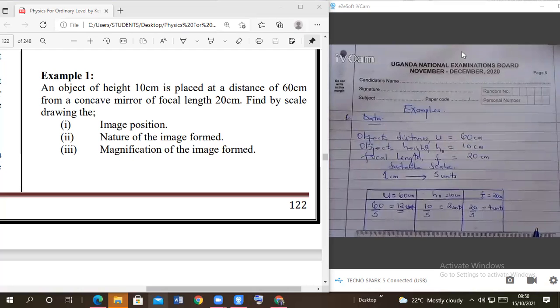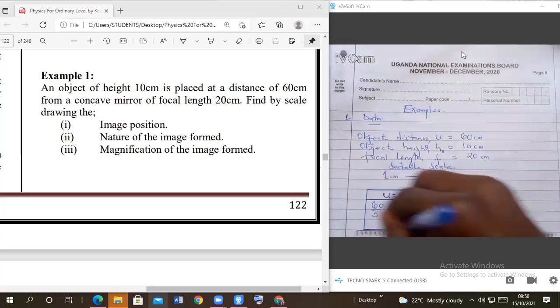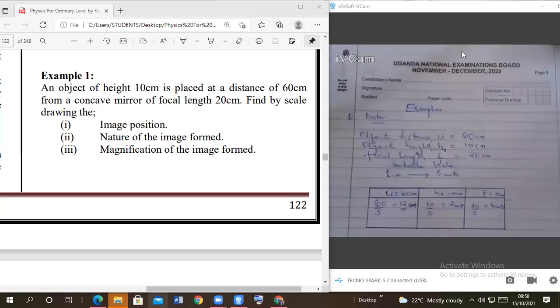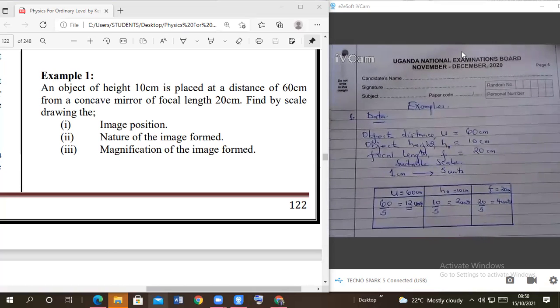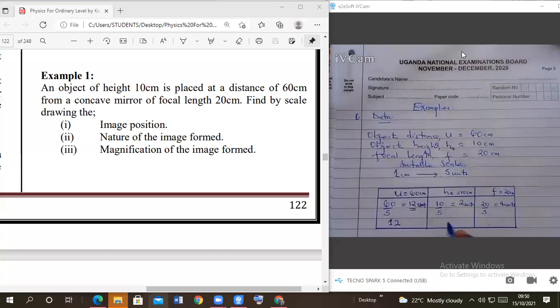Members? Yes, teacher. Have you seen that? Yes. So we are going to use 12, we are going to use 2, and then we are going to use 4 units. These are units.